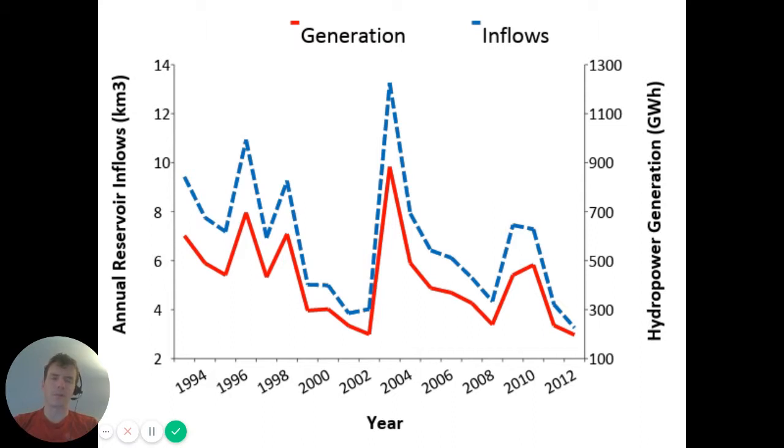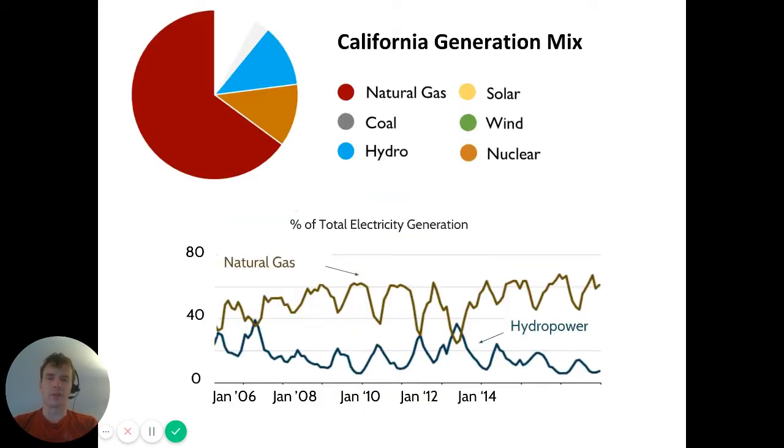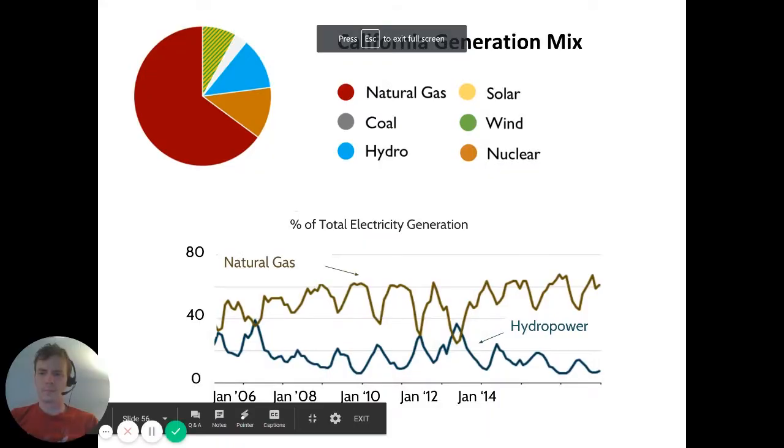So this data is from a hydroelectric dam on the North Carolina-Virginia border that's owned by the federal government. And what we see is that in years when inflows are really high, the dam produces a lot of electricity, and then during years when inflows are low, the dam produces very little electricity. And so the same is true in California.